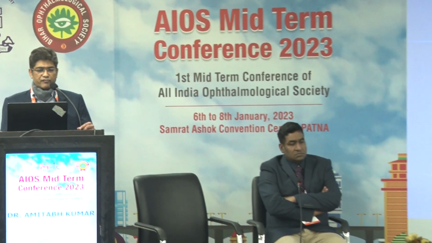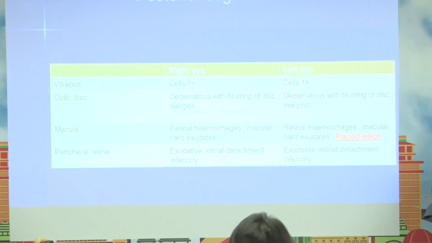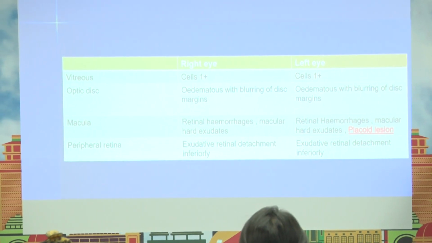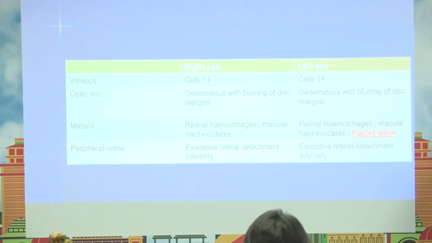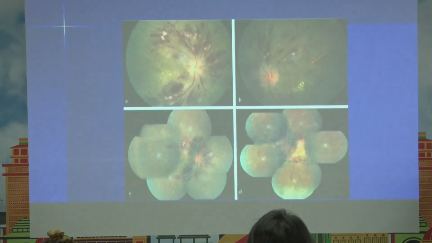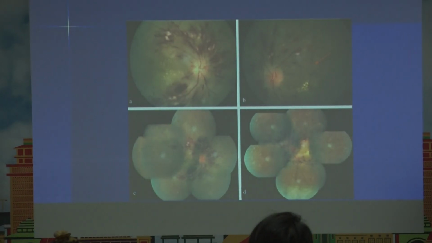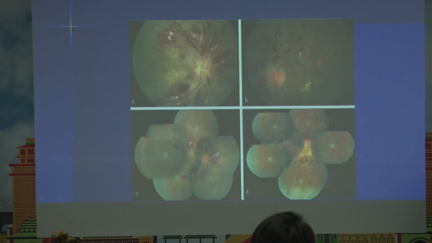The posterior segment revealed 1+ vitreous cells with edematous and blurred disc margins, retinal hemorrhages, macular hard exudates, and exudative retinal detachment inferiorly in both eyes, and a placoid lesion in the left eye. So this was his fundus picture where you can see the disc edema with retinal hemorrhages, the macular hard exudates, and the inferior retinal detachment. And that's the placoid lesion which we could make out in the left eye in the posterior pole.